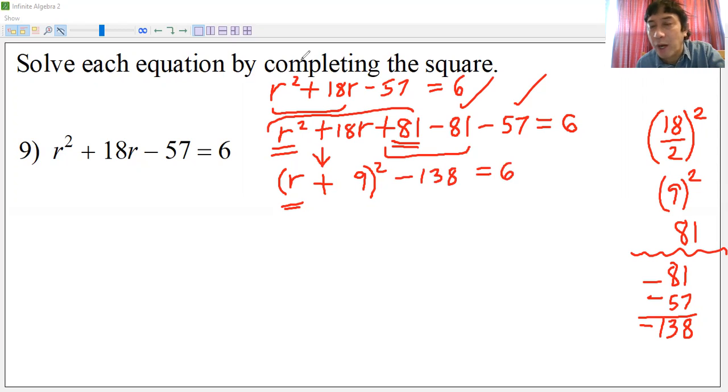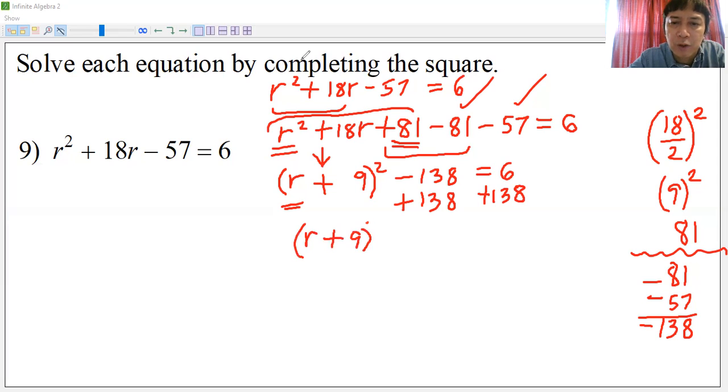After which, we continue. Okay. We're going to isolate the term with the squared because that's where the r is included. So we can do that by adding 138 to both sides. Add 138, add 138. There. All right. We will now have the left side r plus 9 squared. Okay. The 138 negative and the 138 positive is now 0. The right side will just give us 144.